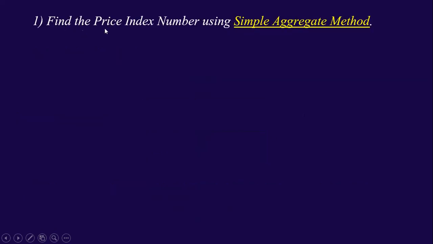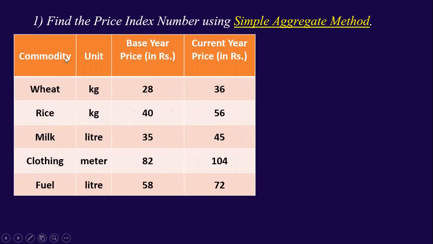First example, find the price index number using simple aggregate method. So this table is given: commodities, wheat, rice, milk, clothing, fuel, unit, kilogram, kilogram, liter, meter, liter. Now base year price in rupees, 28, that is base year price of wheat is rupees 28 per kg. Base year price of rice is rupees 40 per kilogram. Base year price of milk is rupees 35 per liter, and so on.